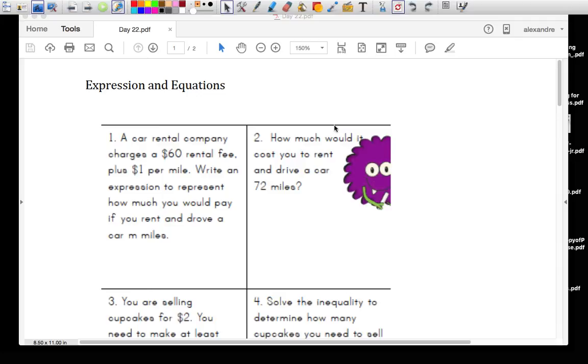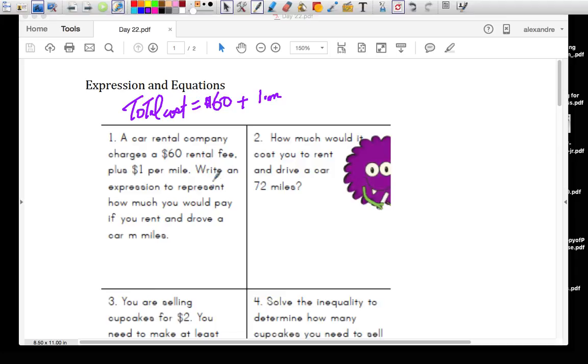So a car rental charges a fee, $60 for 1 mile. Write an expression to represent how much you would pay if you rent and drove a car M miles. So the total cost, you're going to pay 60 bucks no matter what. Okay, that's the rental for the day, plus $1 times the number of miles.